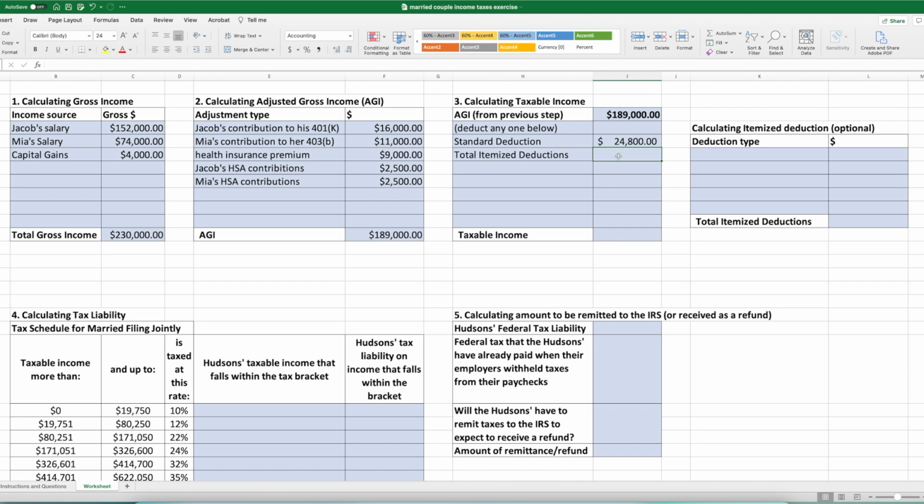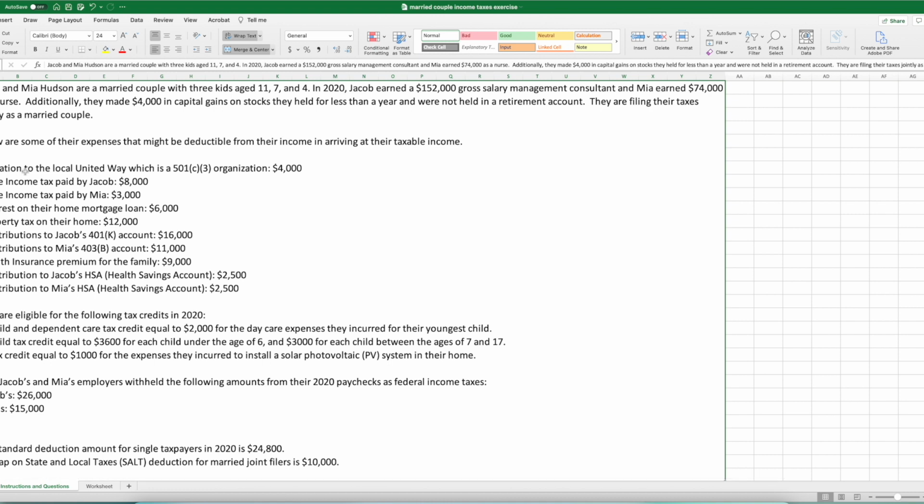So we want the biggest deductions possible. Okay, so what are their total itemized deductions? I have a little table over here that you can use to tally up their itemized deductions and see what they amount to. The first itemized deduction that they are eligible for is for the donation that they made to a 501c3 organization.